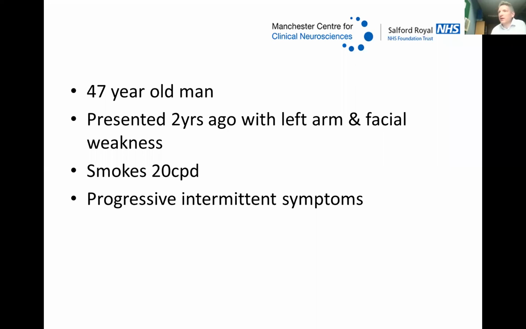Okay, so if we look at another man, this is a 47-year-old man, and he initially presented 2 years ago with a sudden episode of left arm and facial weakness. He smokes a lot, and he's had some progressive intermittent symptoms since that time. So how would you like to image him?